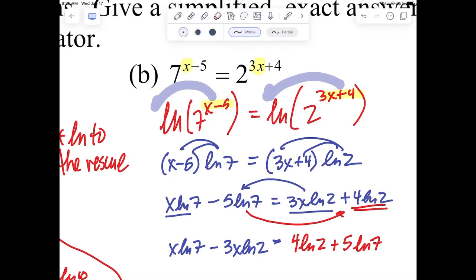Now, as ugly as it looks, the right-hand side, in fact, is just a number. There's no variables over there. If you type 4 ln of 2 plus 5 ln of 7 into your calculator, you're going to get a number. Now, of course, just to remind you, when you hit ln, your calculator opens the parenthesis automatically for the argument. So you'd have to close the parenthesis after the 2 and after the 7.